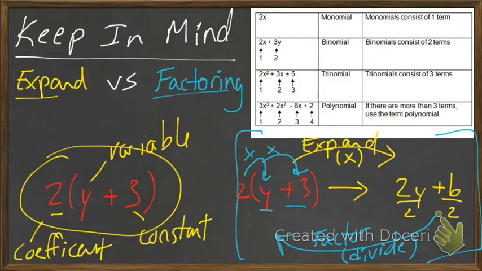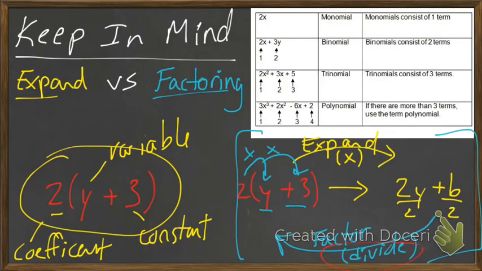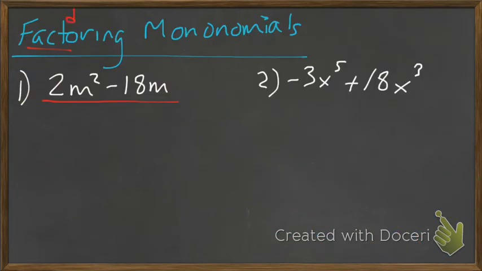Looks cleaner that way, so I'm just going to clear that up. If we want to factor monomials, looking at this first example, I have to consider factoring, keeping in mind, factoring is division. I'm going to write up here, divide. I have 2m squared and negative 18m.